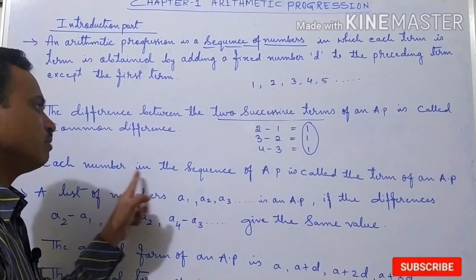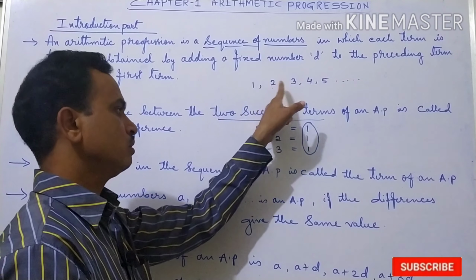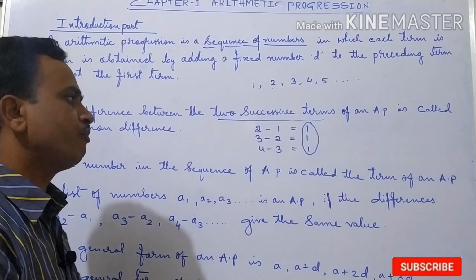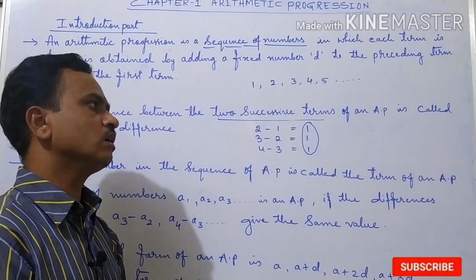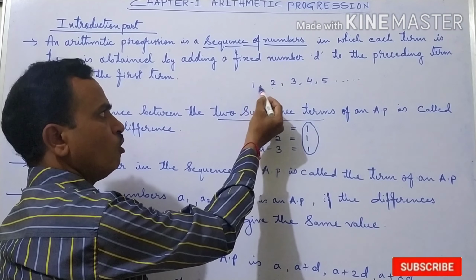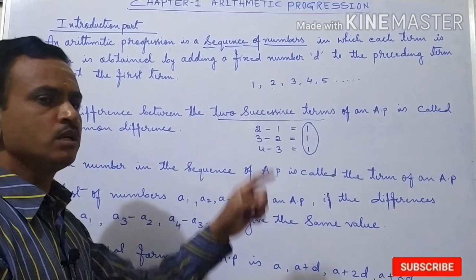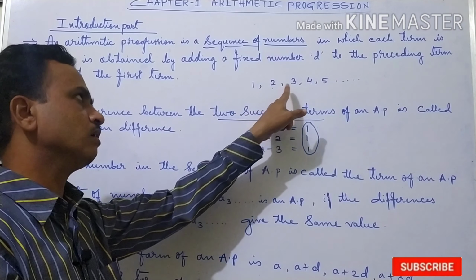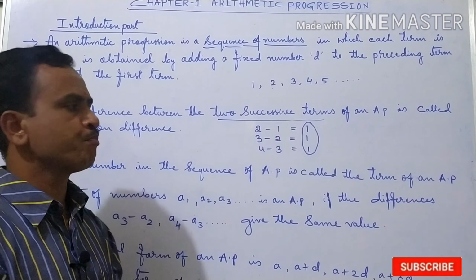Then each number in the sequence of an AP, arithmetic progression, is called a term of an AP. So all these are terms of an AP. Here first term, second term, third term, fourth term, fifth term and so on.